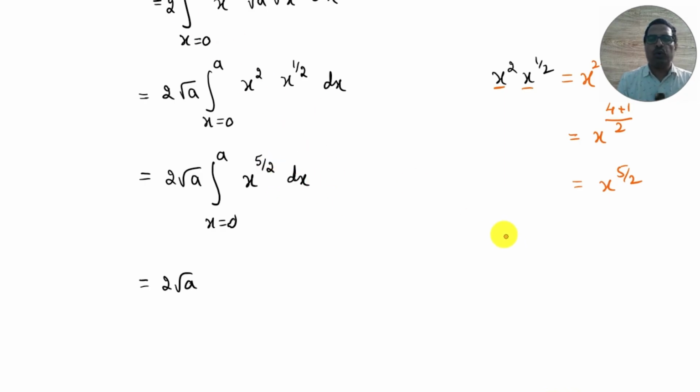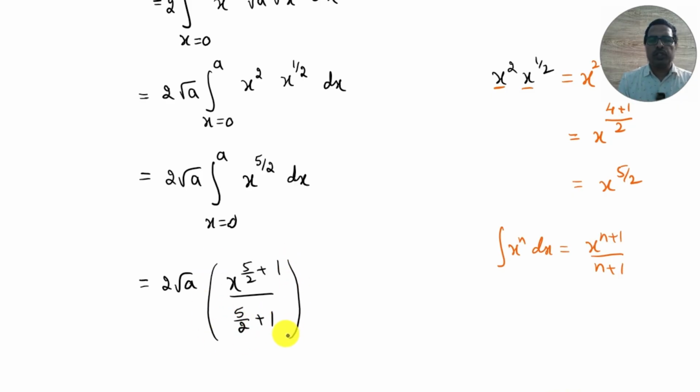So once again we are going to use a basic formula: integral of x power of n times dx will be x power of n plus 1 by n plus 1. So we try to use that formula. It becomes x power of 5 by 2 plus 1 divided by 5 by 2 plus 1, and apply the limits. Limit values will be x is equal to 0 to a.